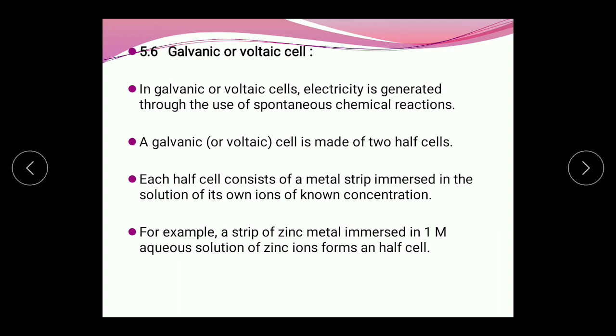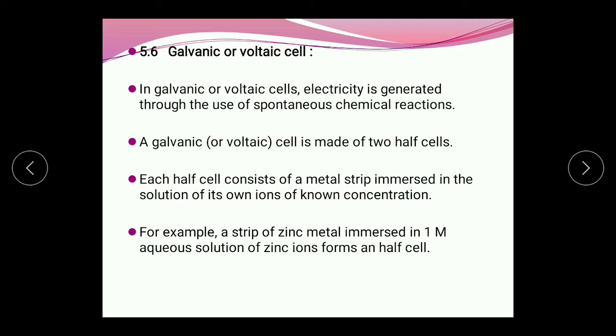That means if we want to prepare a half cell by immersing a zinc strip, the solution in which we are going to dip that zinc strip must have zinc ions. And how are zinc ions produced? By dissolving the salt of zinc, that means zinc sulfate, zinc chloride, like that. If we dissolve 1 mole of zinc sulfate salt in water, you will get 1 mole of Zn plus 2 ions. And if we know the concentration of zinc ions, and we dip a strip of zinc metal in that solution, that becomes your half cell.